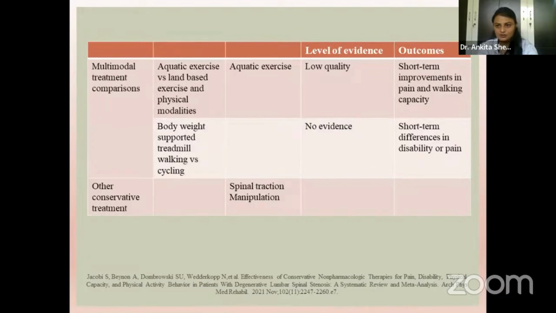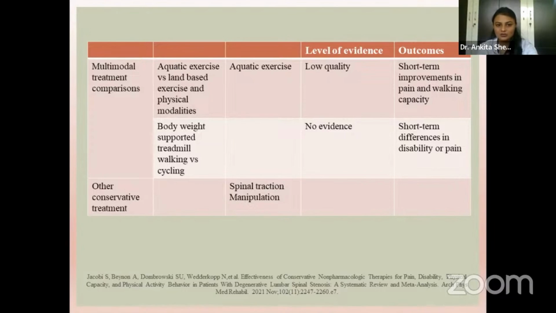With multimodal treatment options, when they compared aquatic exercises versus land-based exercise and physical modalities, it was found out that aquatic exercises had better outcomes with low quality level of evidence for short-term improvements in pain and walking capacity. Whereas body weight supported treadmill walking versus cycling, when it was compared, there was no evidence seen, which shows that they both are equally effective with respect to short-term differences in disability and pain.